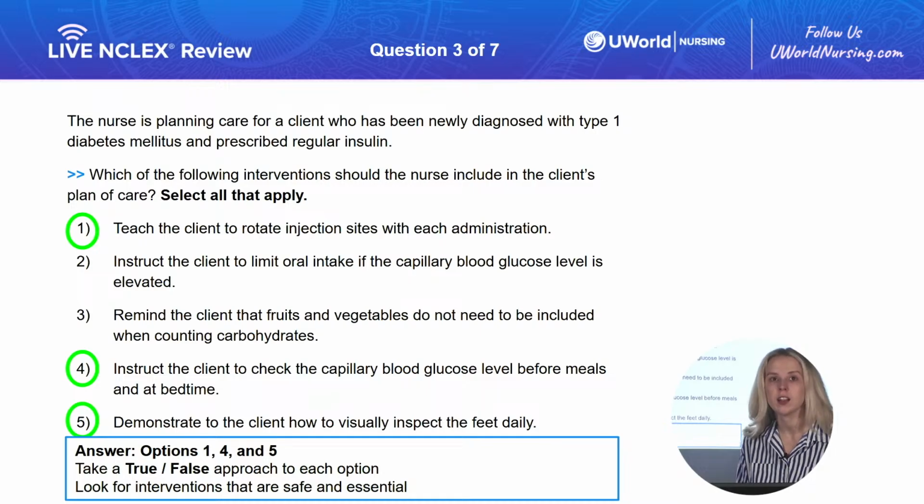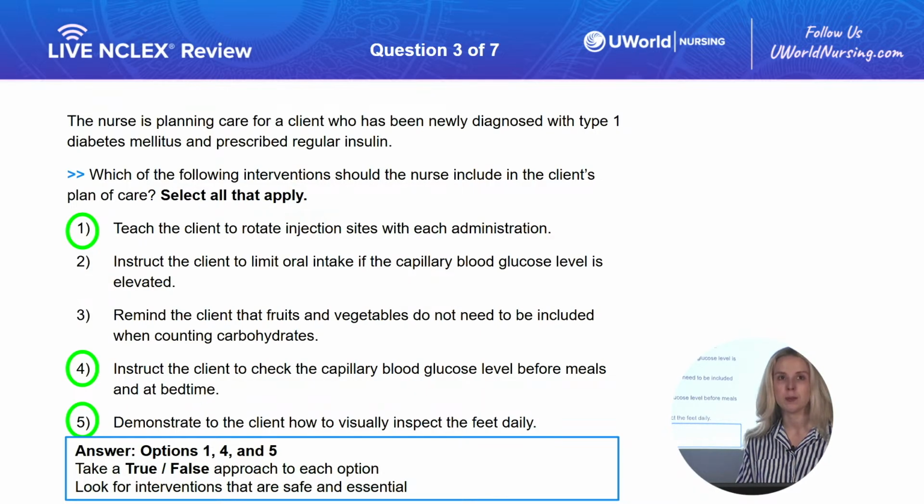5 is demonstrate to the client how to visually inspect the feet daily. Diabetic clients are at a high likelihood of having peripheral neuropathy. They may not have great sensation in their peripheries, specifically their feet, to be able to sense if they cut their foot, if they scrape their foot, if they stepped on something sharp. And we also have delayed wound healing in diabetic clients. So this puts this client at really big risk for getting diabetic foot ulcers. These clients need to make sure they're instructed on proper foot care, which includes inspecting the feet daily for any sores that they would need to report. So 1, 4, and 5 were correct.